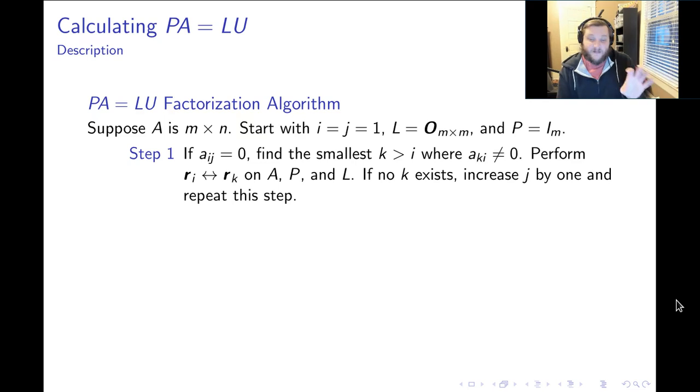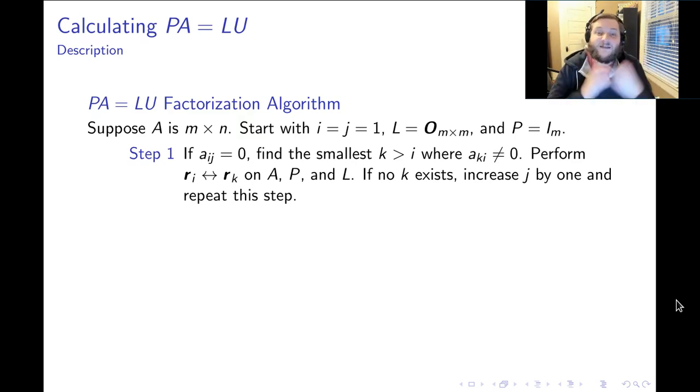And then in the previous video, the one right before this, we saw how to use PA equals LU to drastically simplify the system AX equals B. AX equals B separates into two easier systems: LY equals PB, which is lower triangular, and UX equals Y, which is upper triangular.